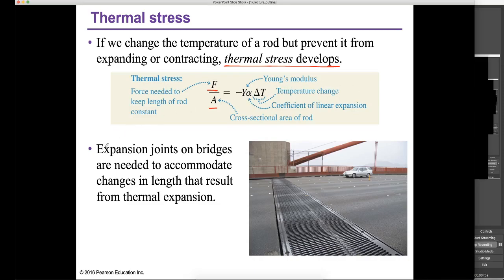Okay, so similarly, on bridges, you will have expansion joints, which are always needed to accommodate the changes in length from the thermal expansion.